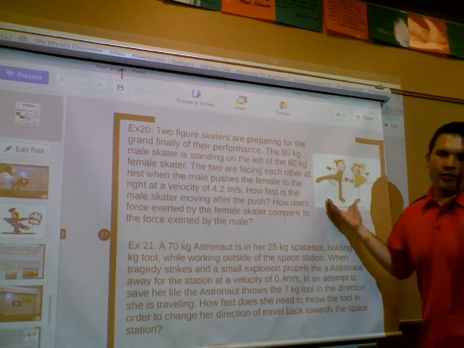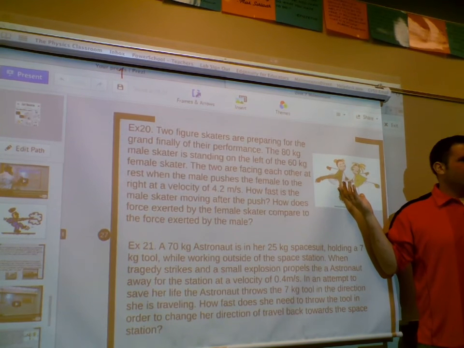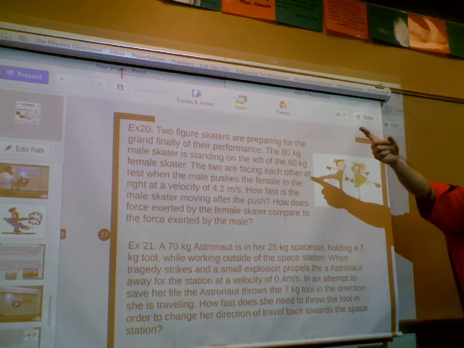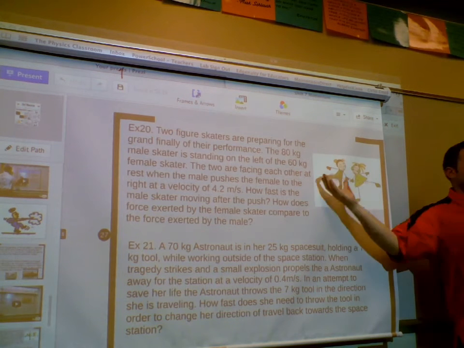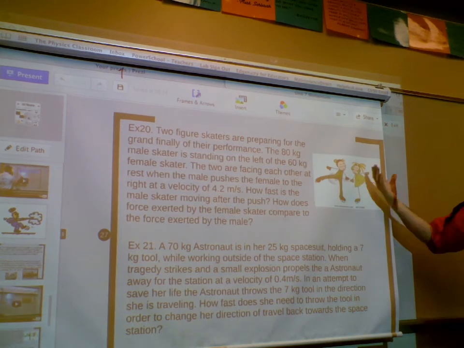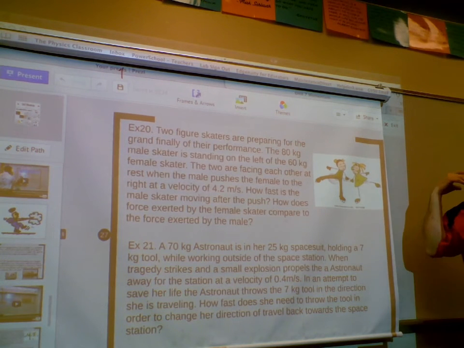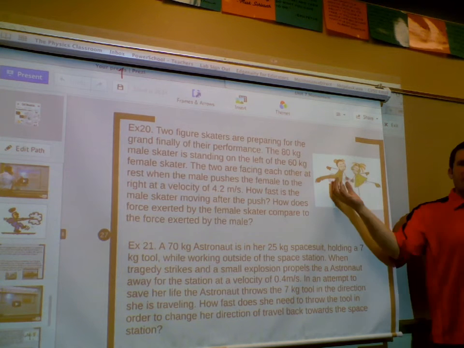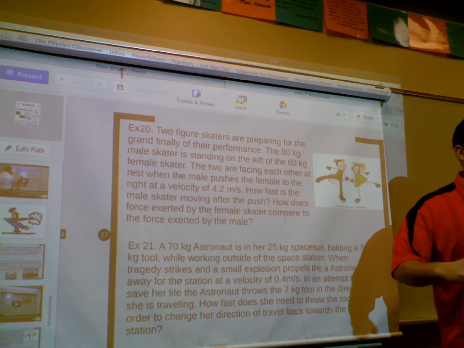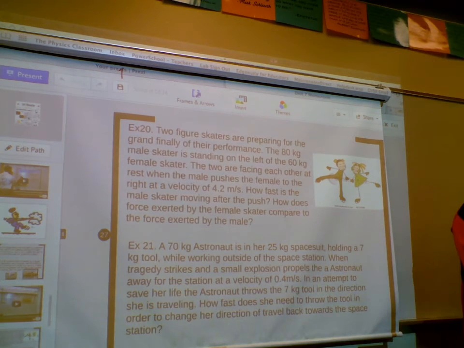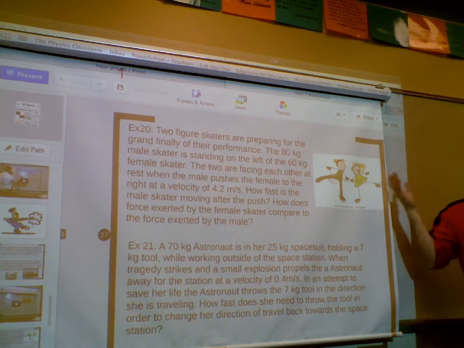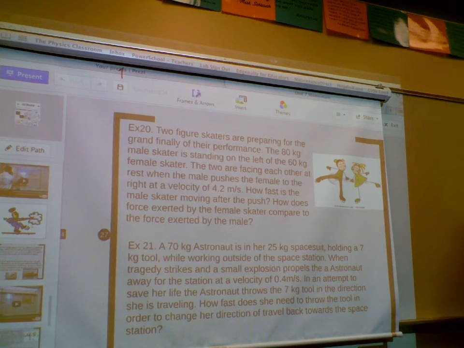So right now, what's their momentum? 0. Right? When they push off each other, they're going in opposite directions. How does the momentum of the female compare to the momentum of the male? They're equal, but opposite directions. So since the male skater has more mass, his velocity is less. Since the female skater has less mass, her velocity is greater. So that way their momentums are equal. Okay, does that make sense?